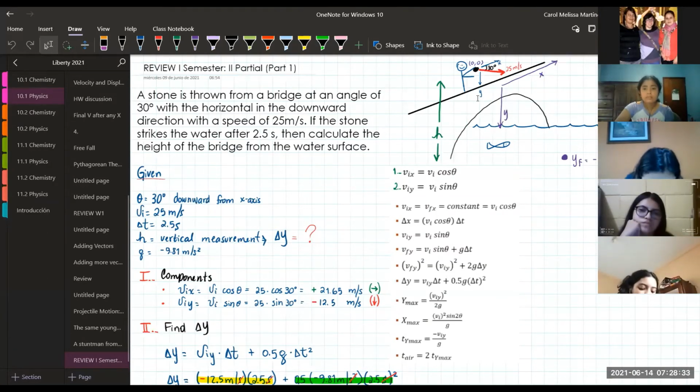So the stone is being thrown at an angle of 30 degrees from the horizontal. It says downward direction, so it means that it is below the horizontal. That is because of the sketch. If you want me to draw it better, I can do it better. No, it's okay. It was just my best. I promise, it was my best.